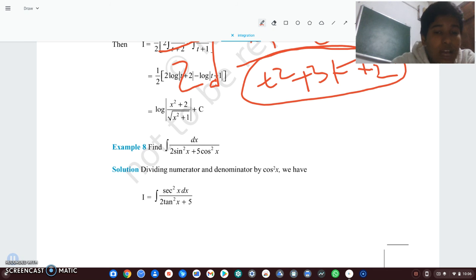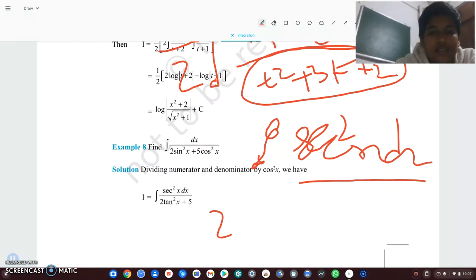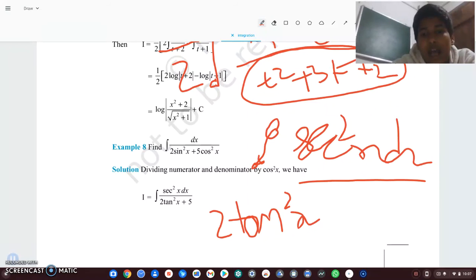How? We can directly divide by cos square x. If we divide by cos square x, we get 1 upon cos square x, which is sec square x dx, upon 2 tan square x, since sin square x upon cos square x is tan square x, and then dividing 5 cos square x by cos square x gives 2 tan square x plus 5. We first divide by cos square x to get it in the form of sec square x and tan square x.